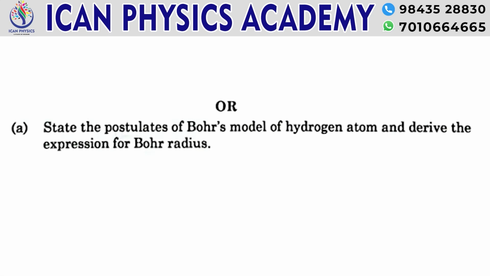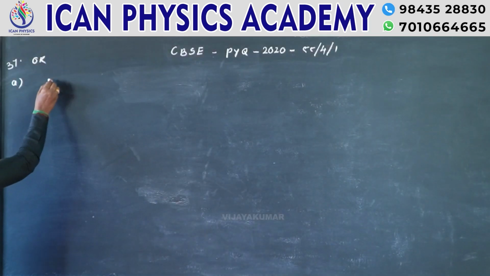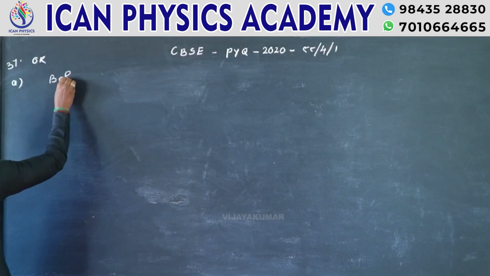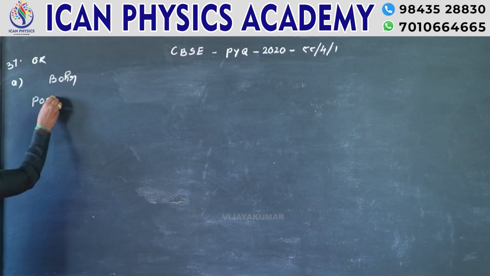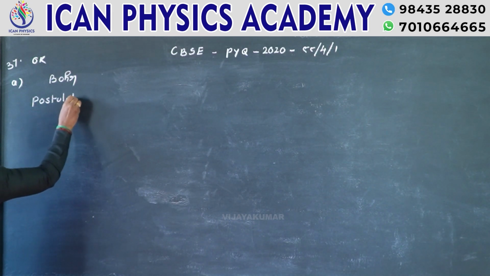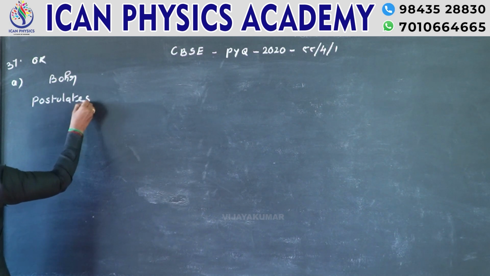Okay. Now in this class we are going to see question 37R, part A. State the postulates of Bohr's model of hydrogen atom and derive the expression for Bohr radius. So what are the postulates of Bohr? In the Bohr atom model, what are the postulates?